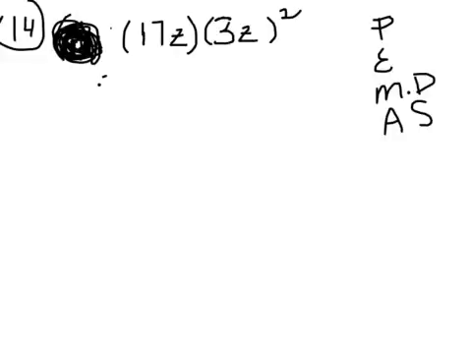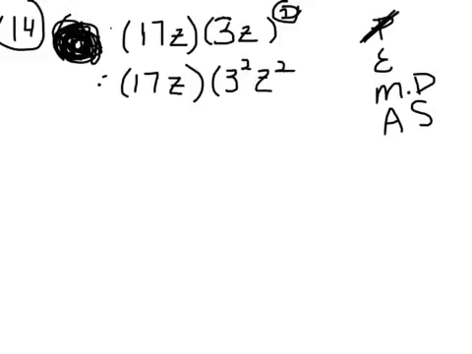So PEMDAS, parentheses: there's nothing inside the parentheses to simplify, right? So we don't have to worry about the P in PEMDAS. But there is an exponent, it's right here. What does it get applied to in that problem? Yeah, both terms, right? So I'm going to copy the 17z down, and I'm going to say, okay, the 3 gets squared and the z gets squared.